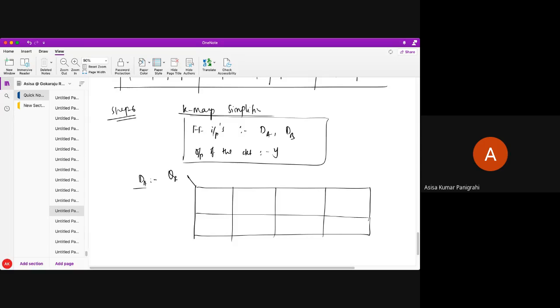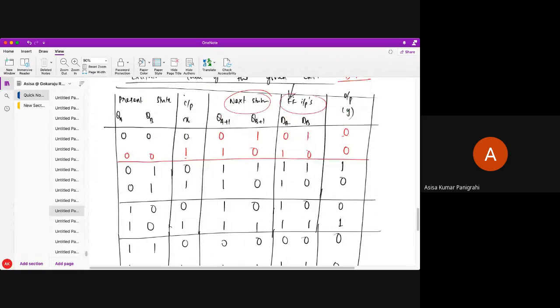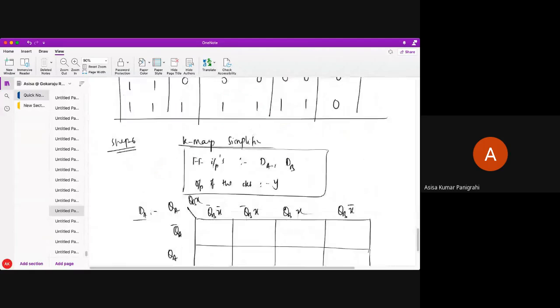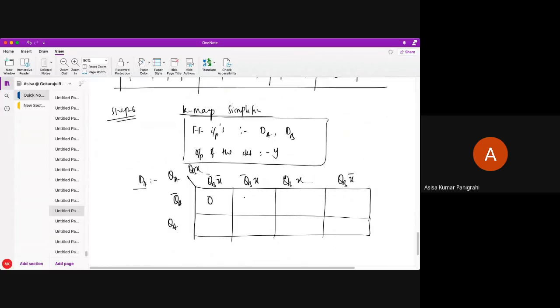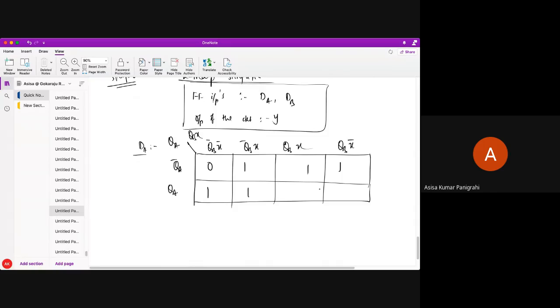Okay, this is my QA, QBX, QB bar X bar, QB bar X, QBX, QBX bar, next QA bar, QA. You can see here my DA is 0 1 1 1, so I'm just going to put those values: 0 1 1 1, next 1 1 0 1. Okay, so what to do here mainly, how to group it actually, students?